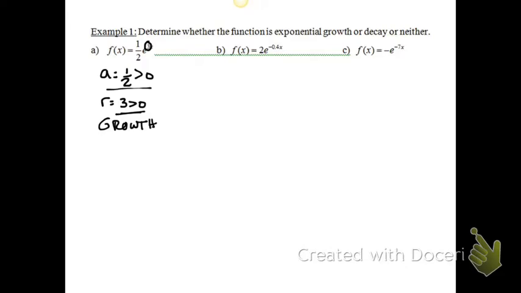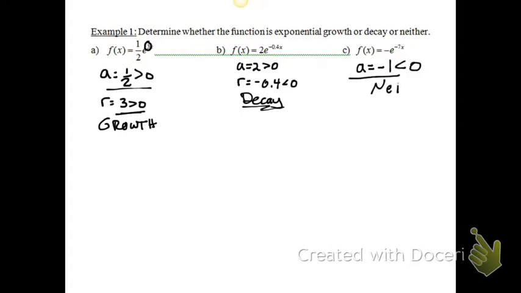If you take a look at b, in this case the a value is 2, which is bigger than 0, so it could be growth or decay, and r, the number in front of x in the exponent, is negative. It's negative 0.4, which is less than 0. That would indicate that this is going to be an exponential decay model. For c, my a value is negative 1. Right there, I could stop, because as soon as your a value is less than 0, it's neither growth or decay. So I'm just going to say neither.